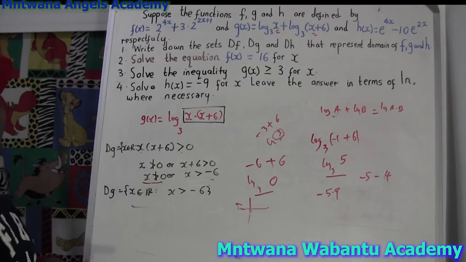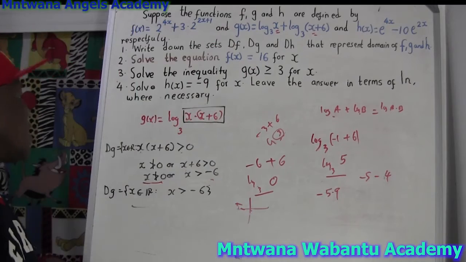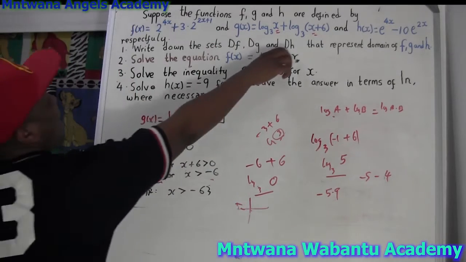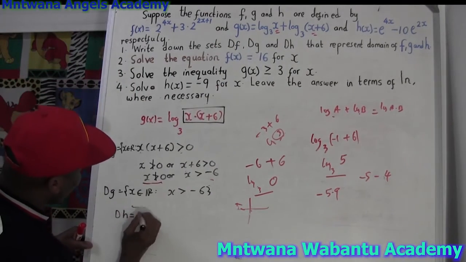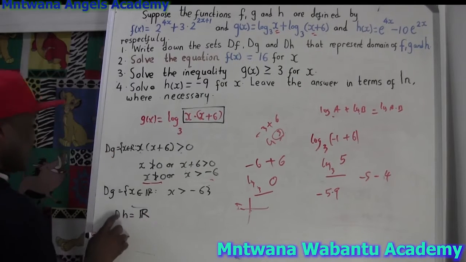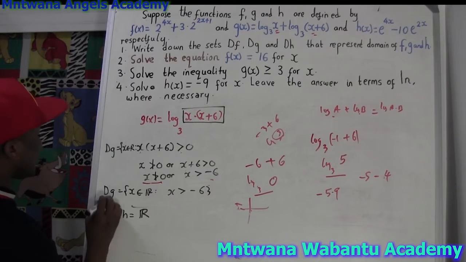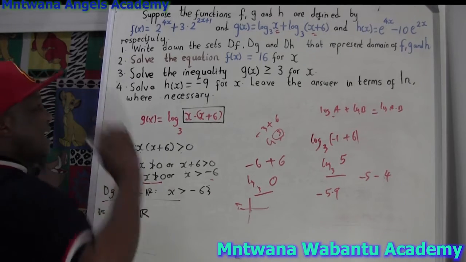h of x is exponential. We know for any exponential function, any number does work. So for d of h, when they say just a real number, it means domain of h is the real numbers. This is d of g, this is d of h. Means any number is going to work.